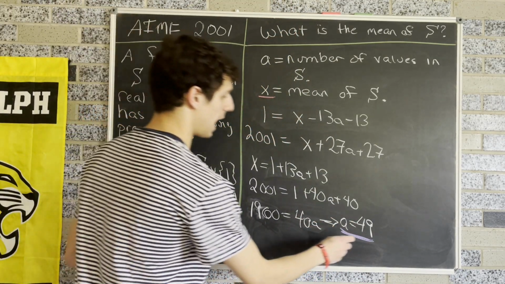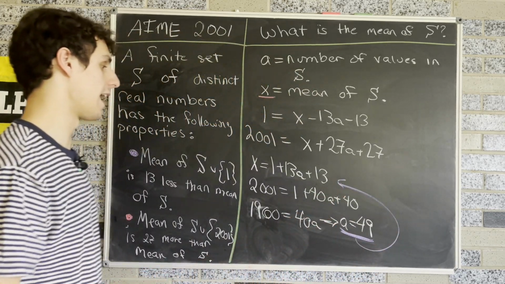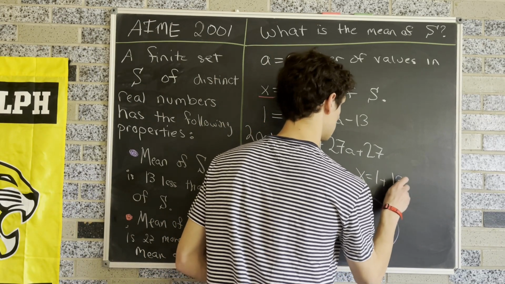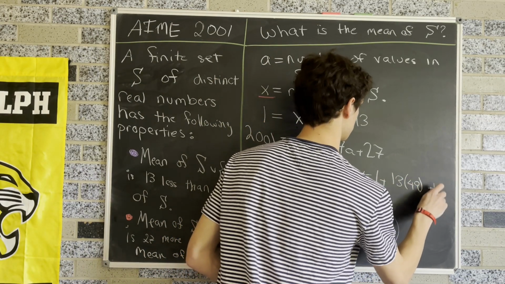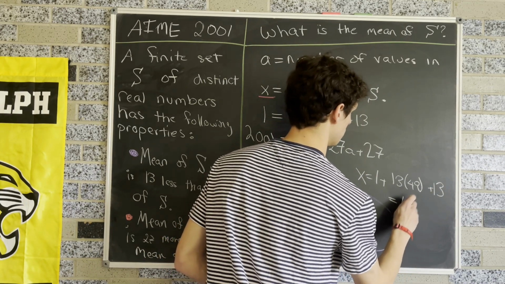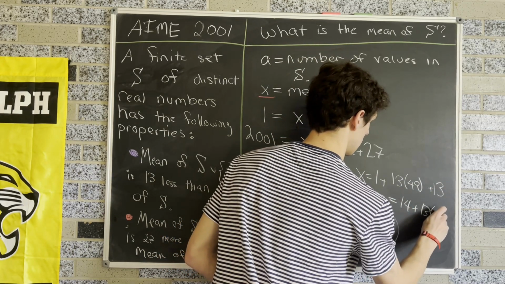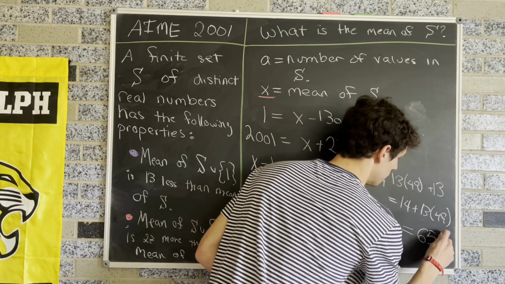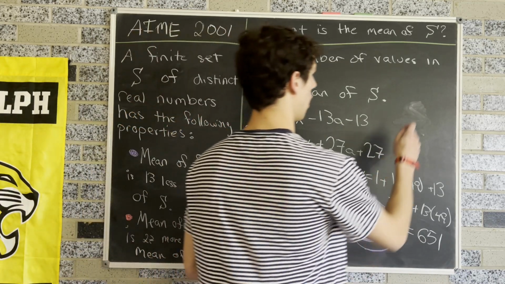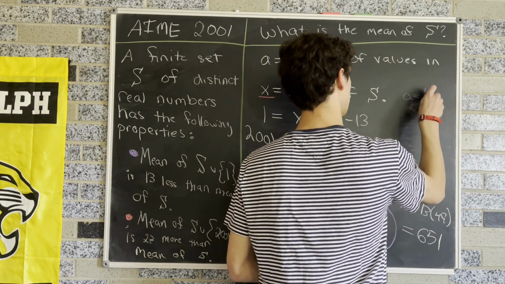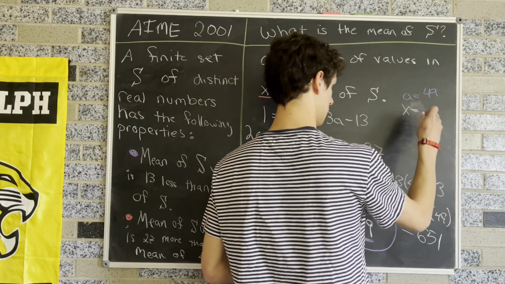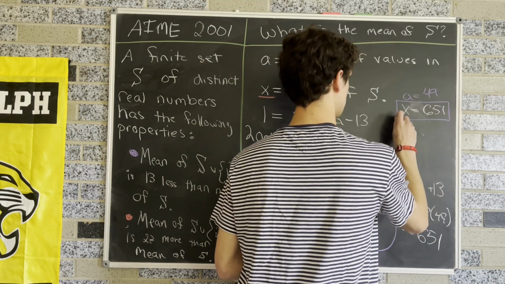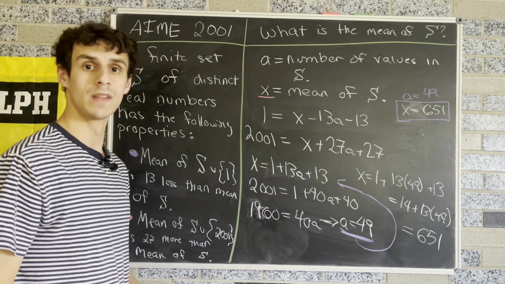And we can plug this back into this equation to find our X. So we have X is equal to 1 plus 13 times 49 plus 13, which is just equal to 14 plus 13 times 49, and that's going to be equal to 651. So we found that A is equal to 49 and that X, our mean value, is equal to 651, which is our final answer for this problem. I think that's enough for now.